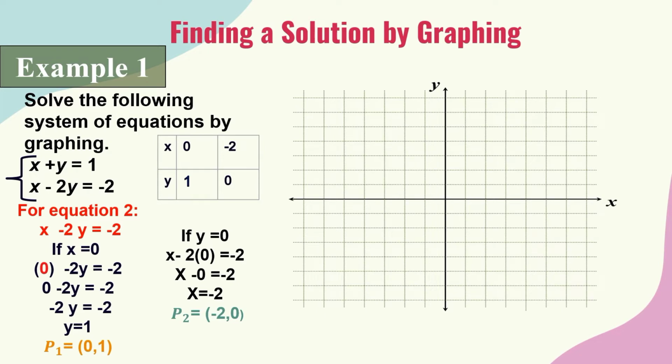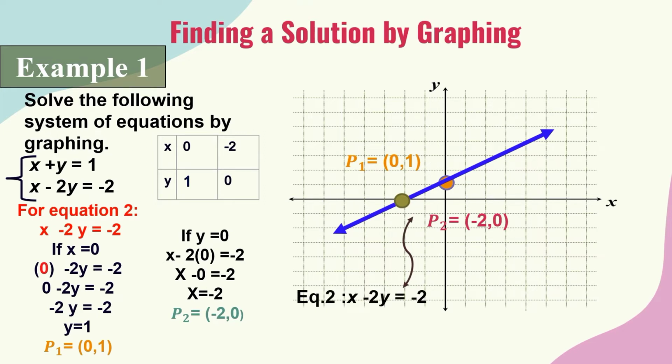And take a look at our table. If x is 0, y is 1. If y is 0, x is negative 2. Now, we are ready to graph the points. For our first point, we have (0, 1). For our second point, we have (negative 2, 0). Connecting the 2 points using a line, we have this figure. And this is now the graph of our equation 2, which is x minus 2y equals negative 2.